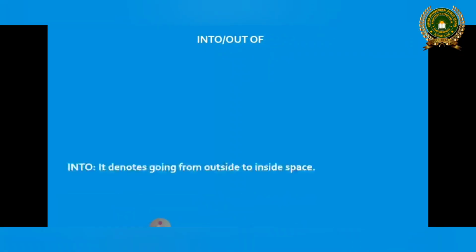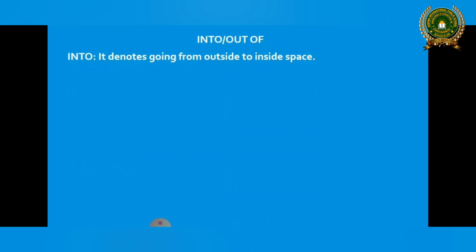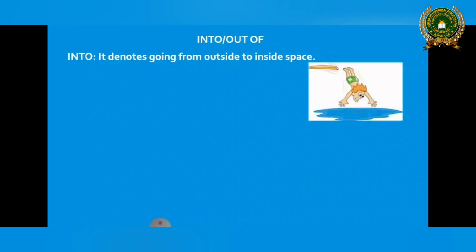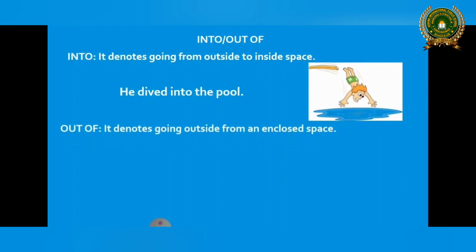Into and out of, both these prepositions are called prepositions of movement. Into denotes a motion or movement from outside to inside space. So check the picture. Here the person was standing outside. Now he is going inside. So the medium is changed. So we will say he dived into the pool, not in the pool. Okay, so when there is a motion from outside to inside space, there we will use the preposition into, not in. Okay, so into is called the preposition of movement.